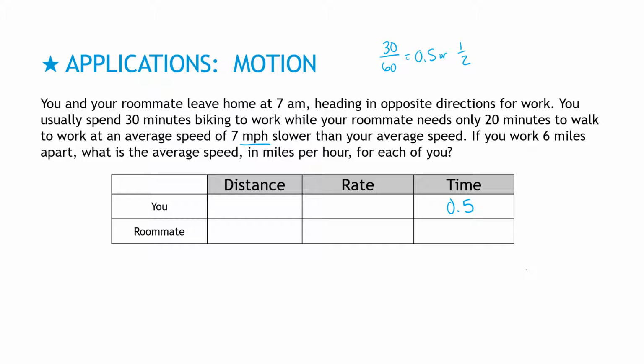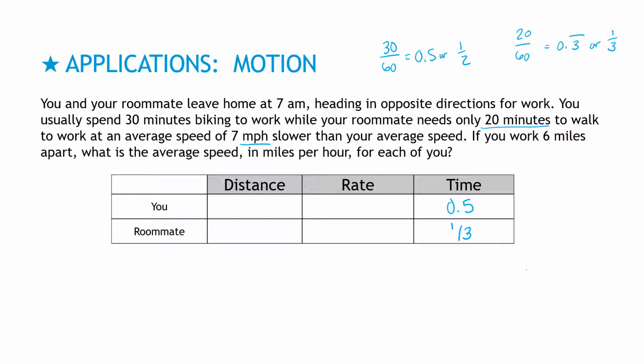And your roommate needs 20 minutes to walk to work. So roommate is 20 minutes out of 60, which unfortunately is 0.3 repeating, so we're going to use 1/3. So if fractions scare you, you've got to get used to them because they happen in real life all the time.